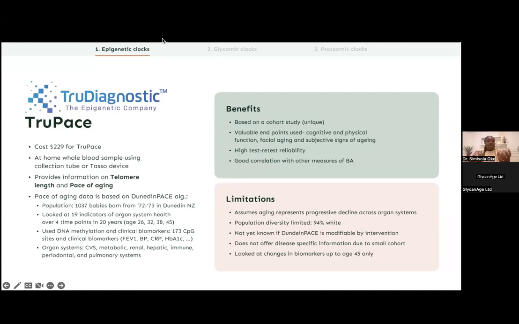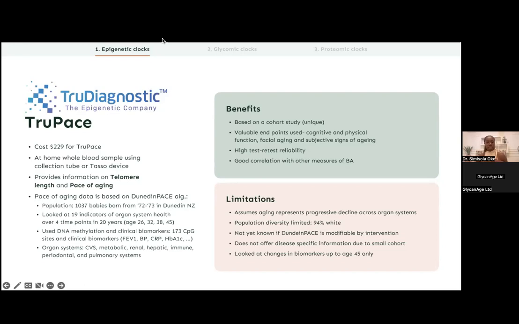So ultimately, how did those people individually feel that they had aged as well? And they were also able to show high test-retest reliability. And there was also good correlation with other biological age markers. So I think these are all very positive.